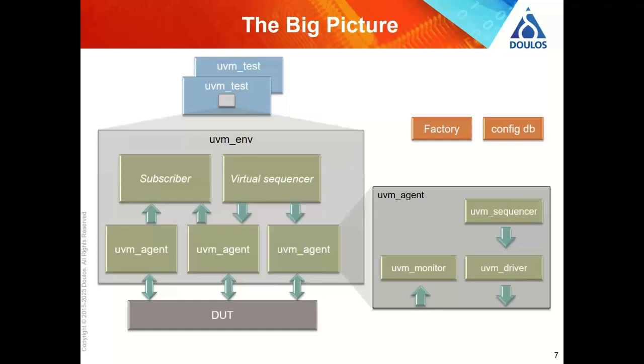The interface is connected to our device under test, and we've got one or more UVM tests which are going to basically configure the environment and set it running. For configuration, there's a couple of mechanisms we can look at. There's a factory, which uses the object-oriented factory design pattern to determine what types of components and sequences we're going to run, and a configuration database, which is good for setting up the initial conditions.